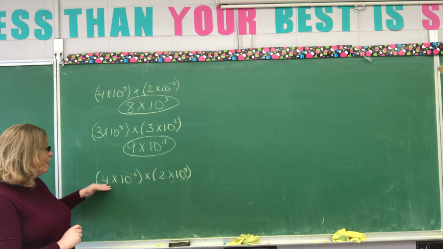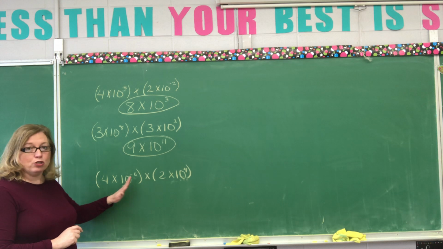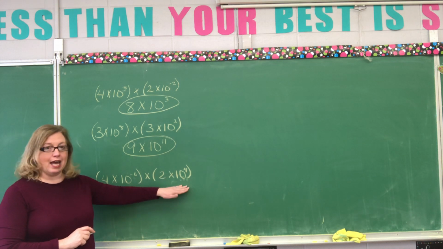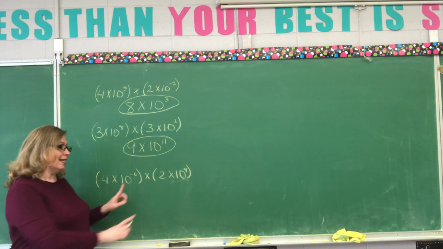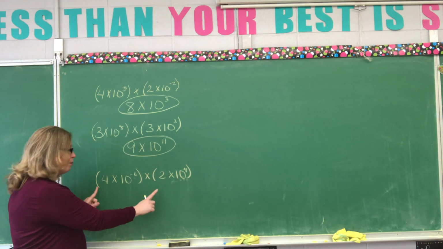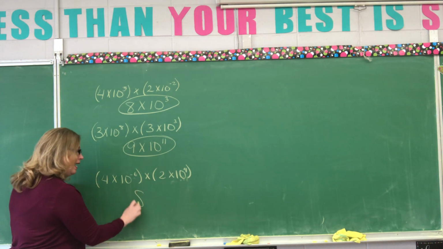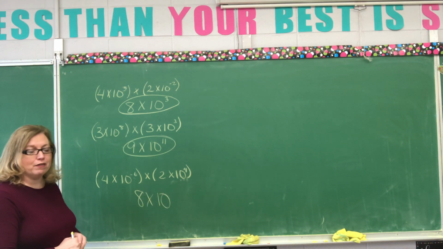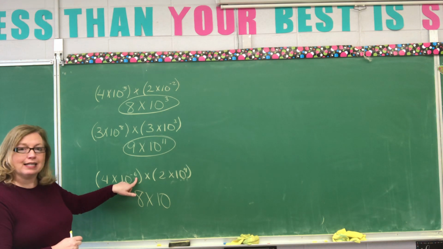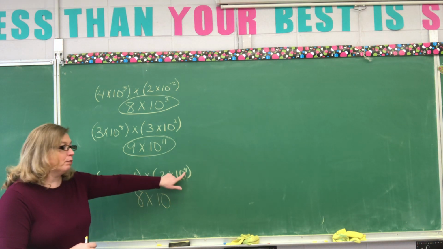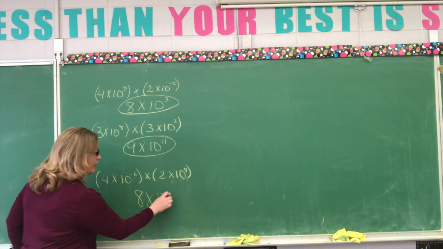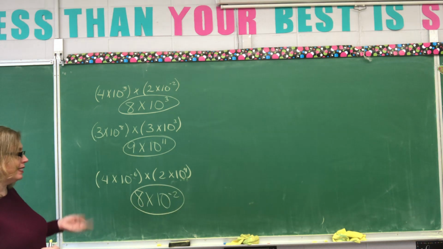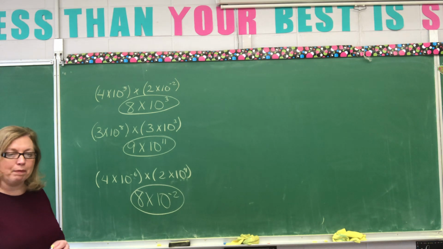Look at the next one. 4 times 10 to the negative 6th times 2 times 10 to the 4th. Let's multiply our first two numbers. So 4 times 2 is 8. Keep the fact that it's going to be the power of 10. Add your exponents. Negative 6 plus positive 4 is a negative 2. So our answer is 8 times 10 to the negative 2nd power.